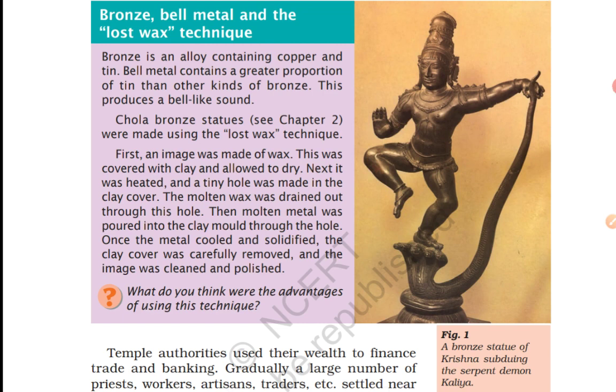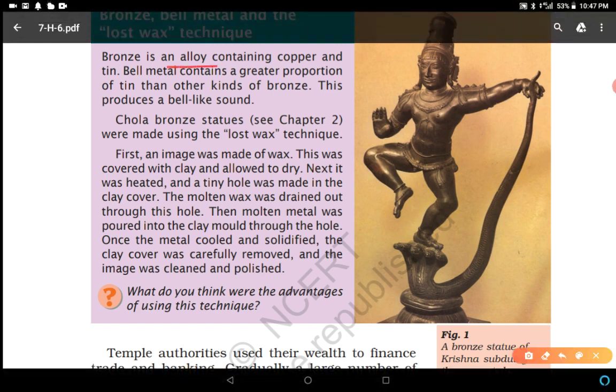Bronze is an alloy. You know that this is an alloy containing both the metals copper and tin. So this is the mixture of copper and tin. Bell metal contains a greater proportion of tin than other kinds of bronze. This produces a bell like sound. Chola bronze statues, we can see in chapter 2, were made using the lost wax technique.